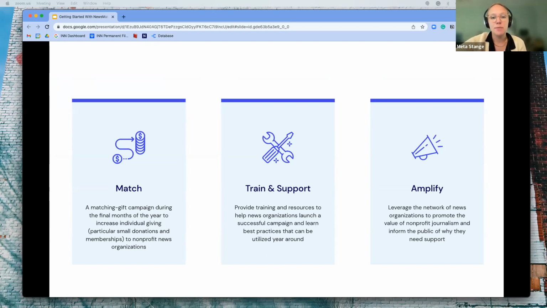The third pillar of the program is all about building public awareness about the value of nonprofit news.